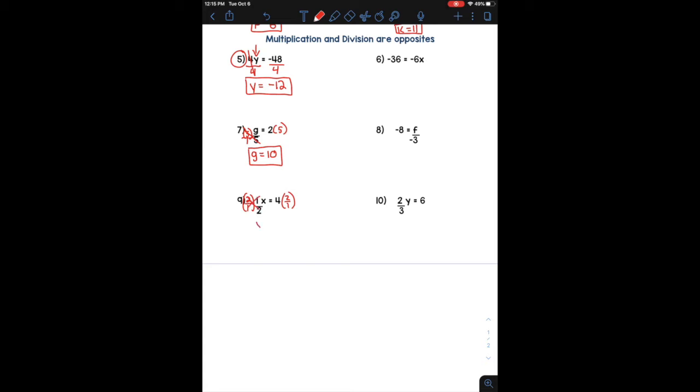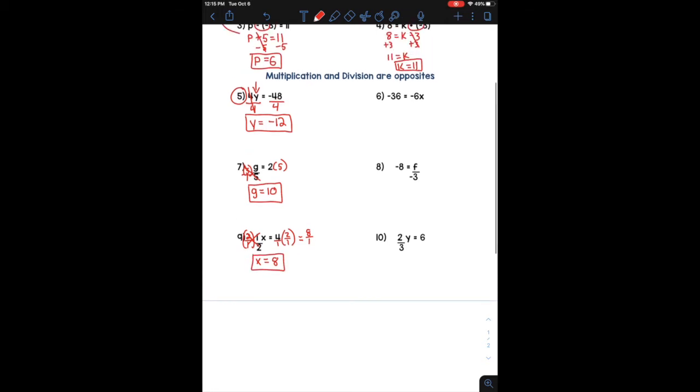Remember, when you are multiplying fractions, you could cross simplify, in which the 2 over 1 and 1/2 cancel each other out to get x equals. And here, since there's nothing to cross simplify, we're just going to multiply the fraction straight across to get 8 over 1, or just 8.